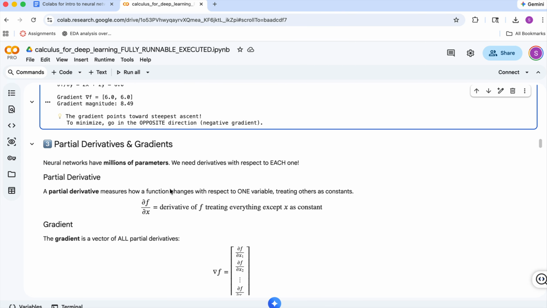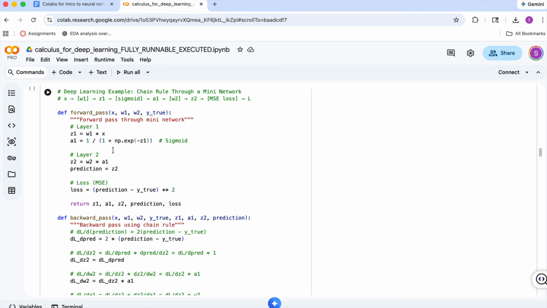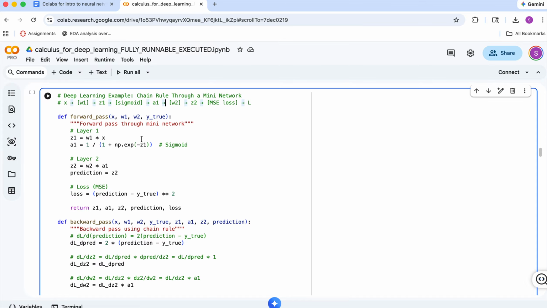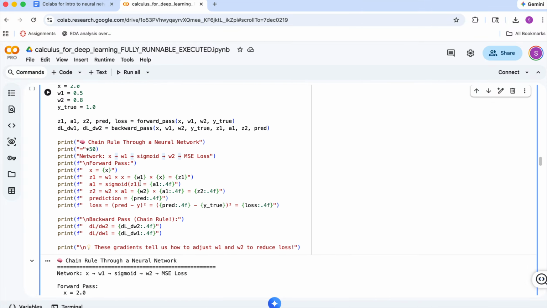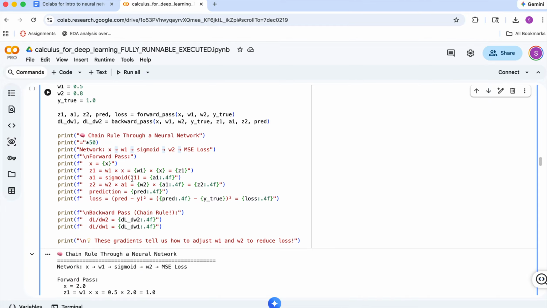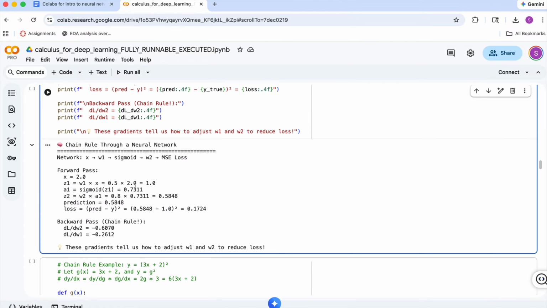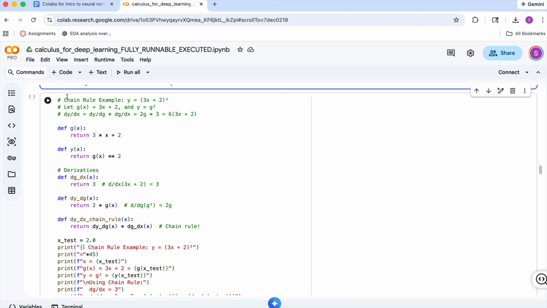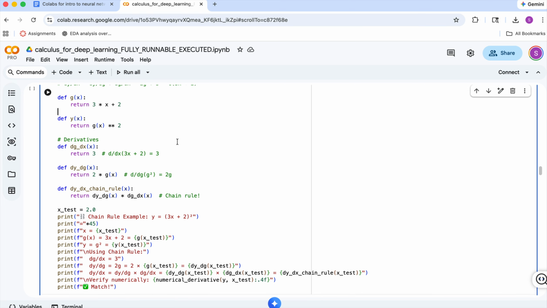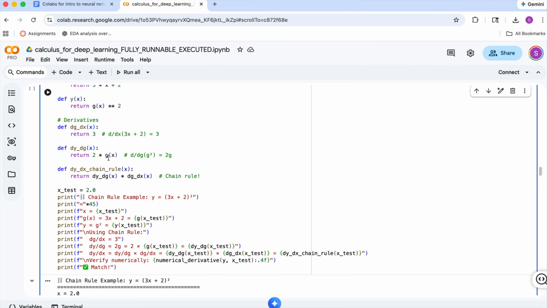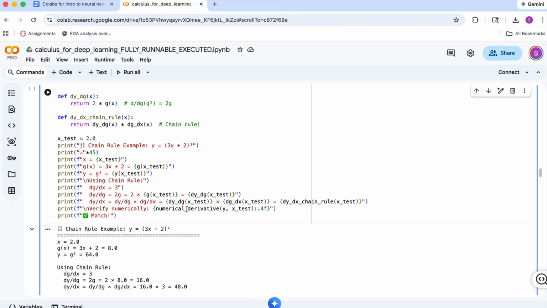Next cell, here I implement the chain rule through a minimal two-layer network. Input goes through weight W1, then sigmoid activation, then W2, and finally MSE loss. The next cell demonstrates the chain rule on a concrete example, which is this equation. I decompose it into an outer function f and an inner function g, compute each local derivative separately, and then multiply them together to get dy dx.